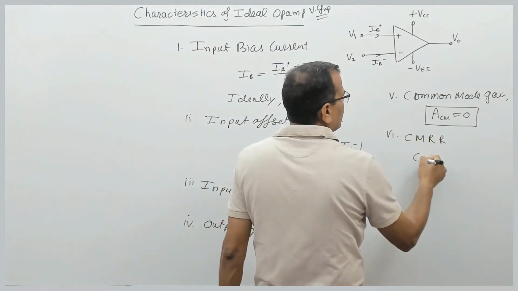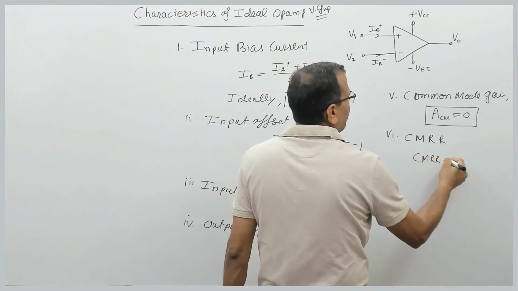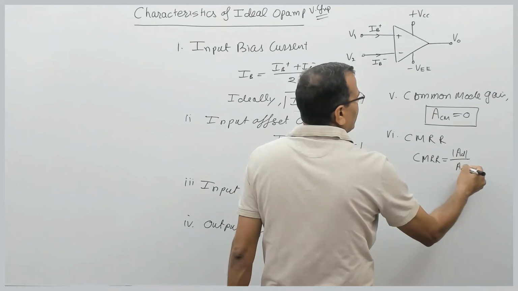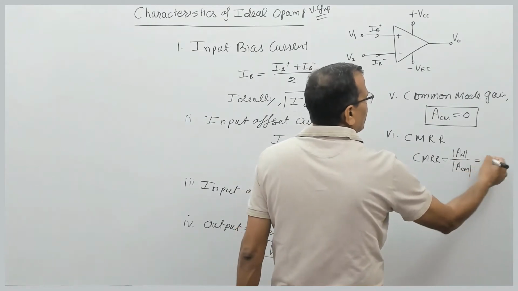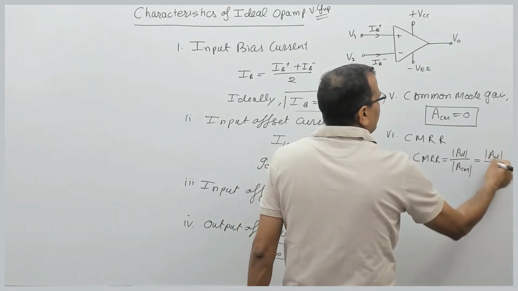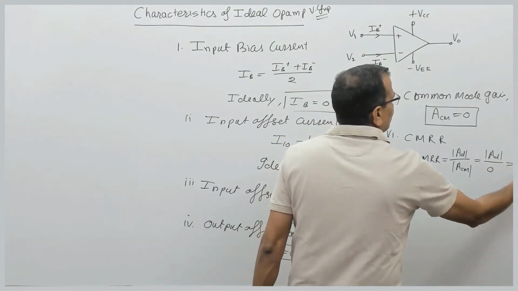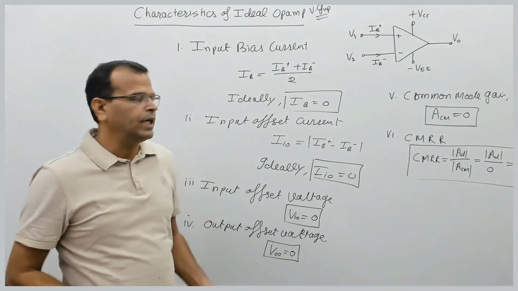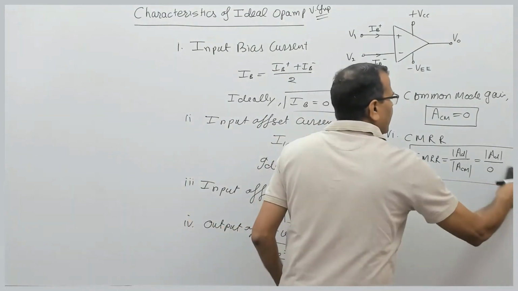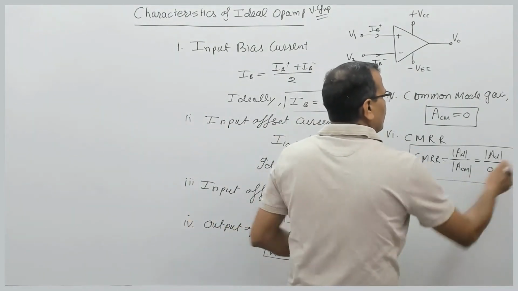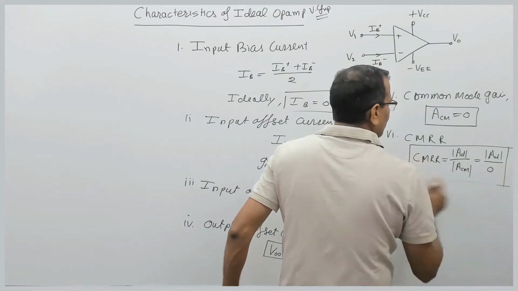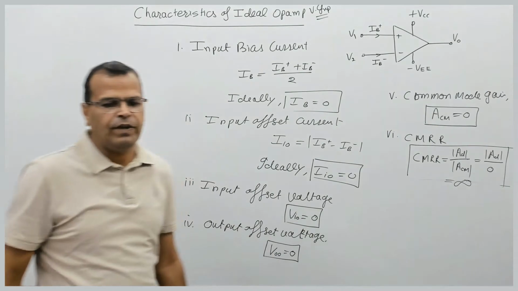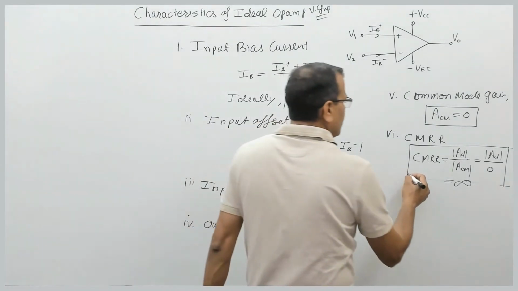Then we have the common mode rejection ratio. The common mode rejection ratio of an op-amp is the ratio of the magnitude of differential gain to the common mode gain, and for an ideal op-amp the common mode gain is 0. So for an ideal op-amp this is infinite. Please remember this point. Ideally the common mode rejection ratio of an op-amp is infinite. There can be a question on it.